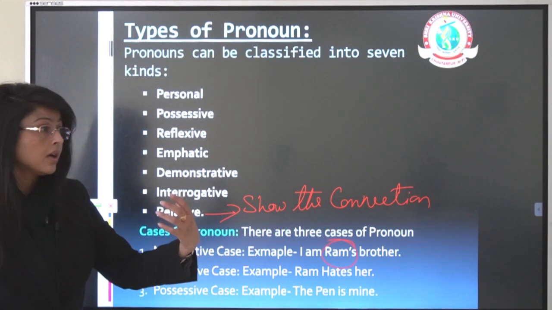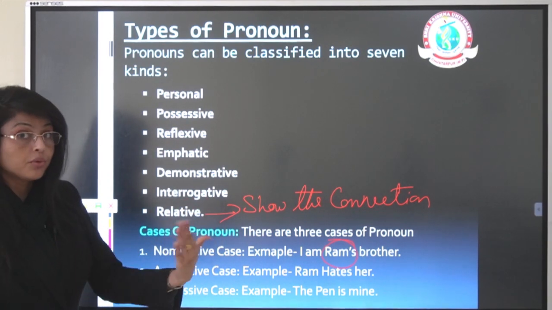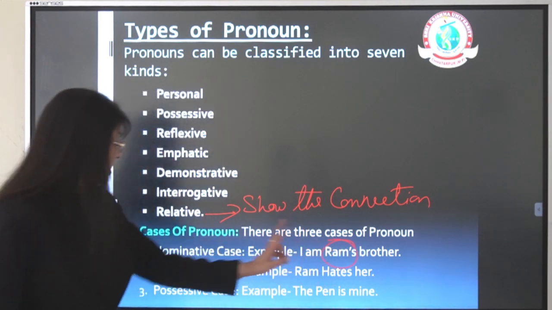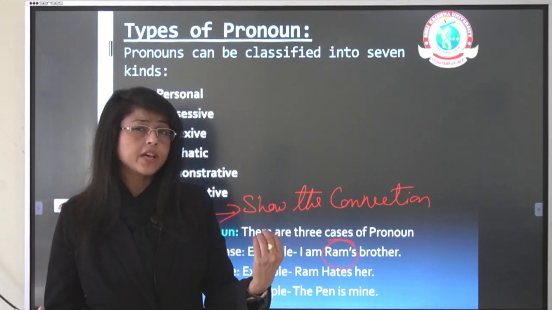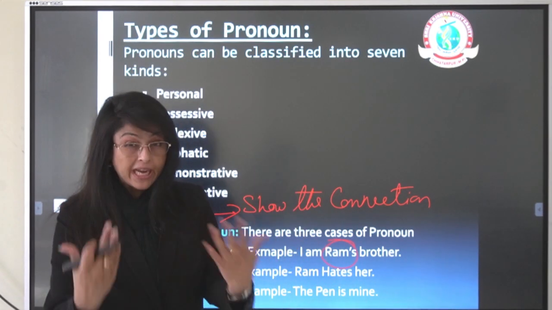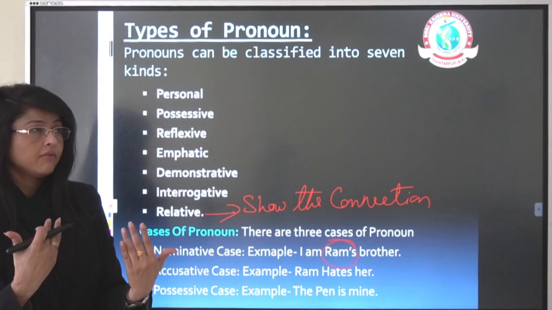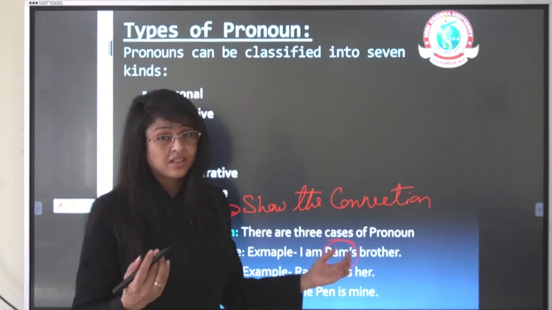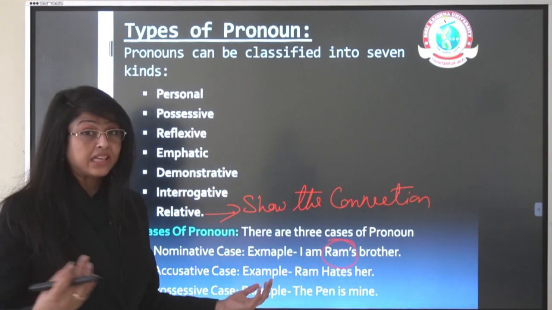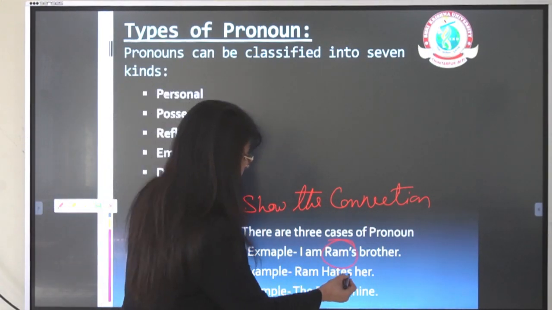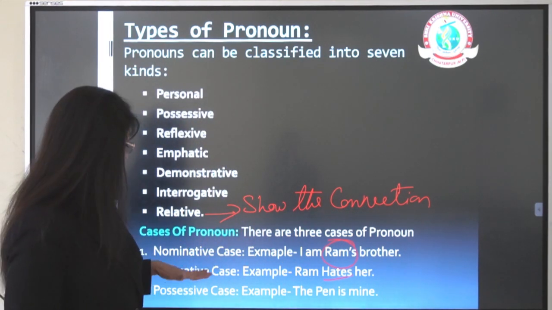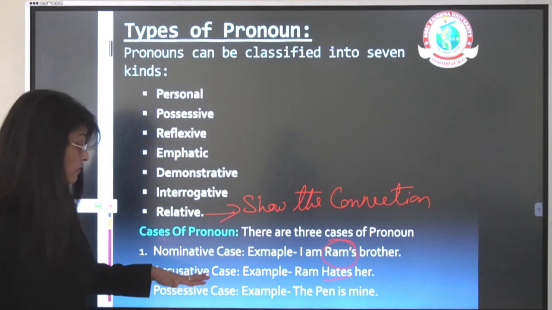It's showing whom you are connected to, right? The connection is being shown here. So Ram's brother, that is a nominative case. Accusative case, accusation, the blame, okay? Anything which goes in the negative sense, like hating, you know, he's a felon, felony. So these kind of words which show the hatred or the accusation are considered under the accusative cases.